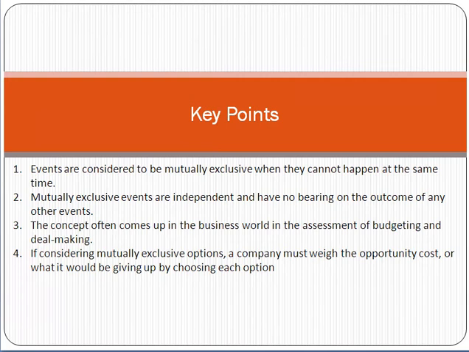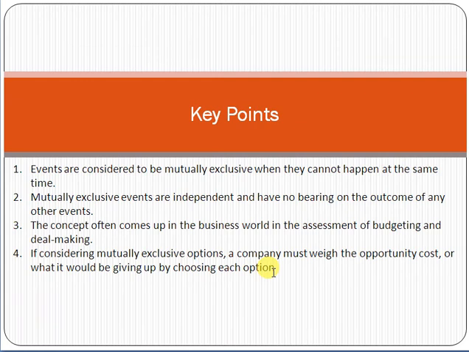Just try to understand the key terms here, friend: events are considered to be mutually exclusive when they cannot happen at the same time. Mutually exclusive events are independent and have no bearing on the outcome of any other event. The concept often comes up in the business world in the assessment of budgeting and deal making. If considering mutually exclusive options, a company must weigh the opportunity cost, or what it would be giving up by choosing each option.